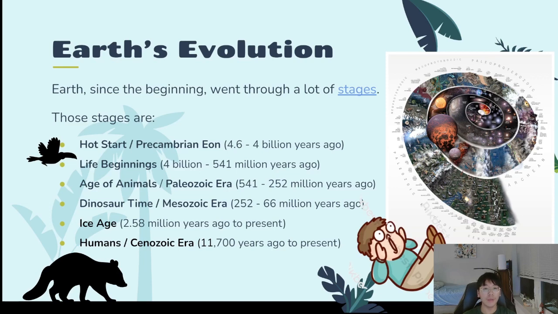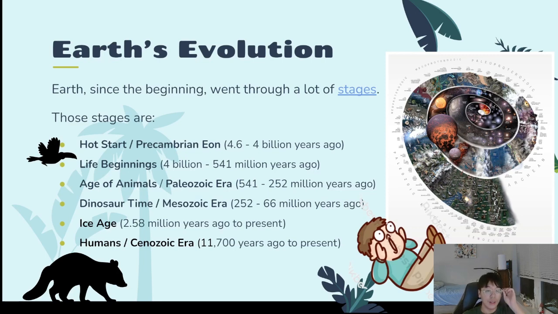Then came a cold stage of Earth called the Ice Age. The Ice Age officially began 2.858 million years ago, but a recent one was around 100,000 years ago, and it continues until present day. And finally come the humans, us, human beings. Scientists call this the human era, from 11,700 years ago to present day, the Cenozoic era.